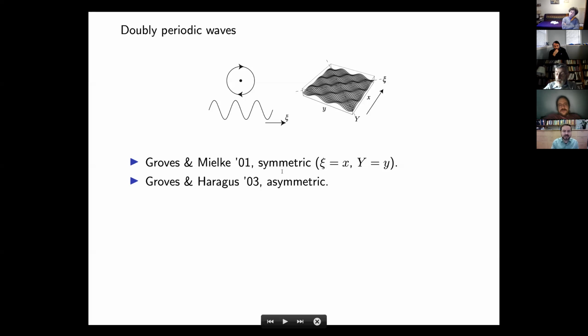Okay, so Groves and Mielke did the symmetric case with c being equal to x and capital Y being just the orthogonal direction. And then Groves and Hargus later did consider the asymmetric case, like in the Craig and Nichols paper, where you can have an arbitrary fundamental domain. Okay, so this is one thing you can do with spatial dynamics, but like I said, you're free to choose the behavior in C more or less as you like. Well, okay, it has to, of course, come from the behavior of your reduced dynamical system.